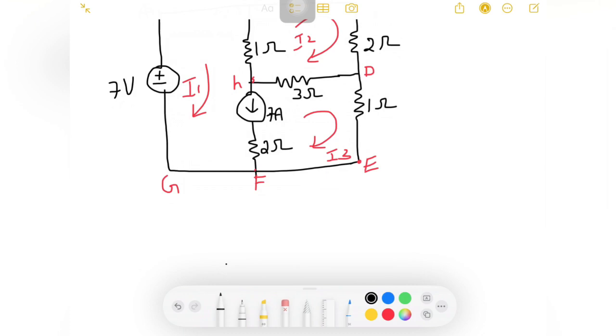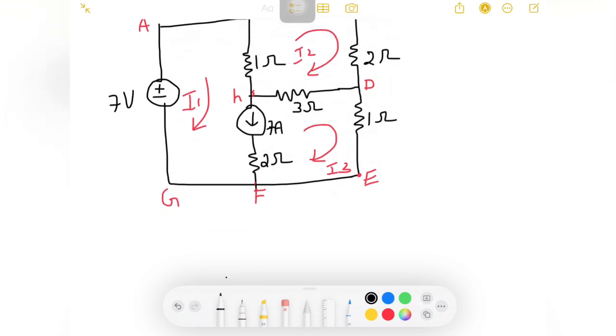I need to apply KVL for the loop here. Before that, I will write the KCL equation for the common loop current source. Assuming the directions of loop currents I1 and I3, the 7 amps current source and I1 are in the same direction. Hence 7 amps equals I1 minus I3. Why minus? Because I3 is coming opposite to the 7 amps. So this is the current equation which I got.